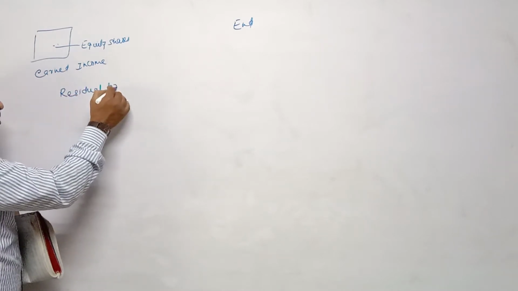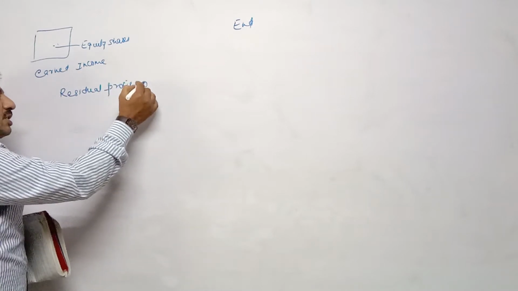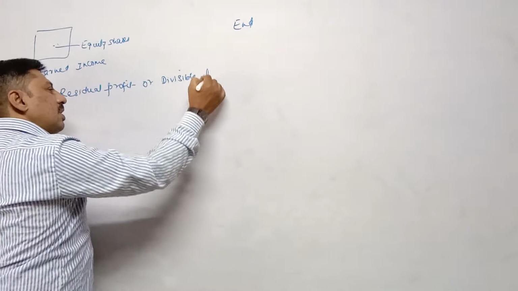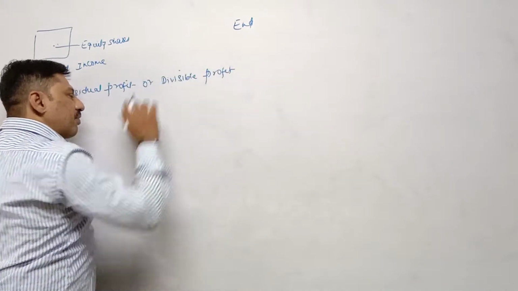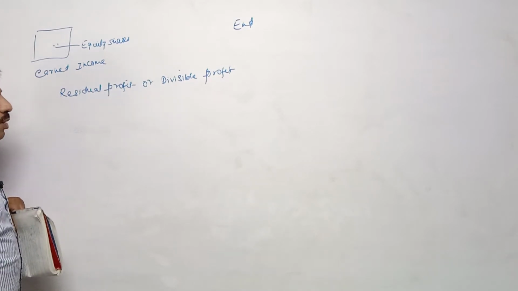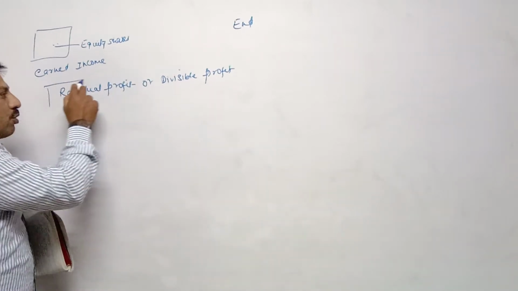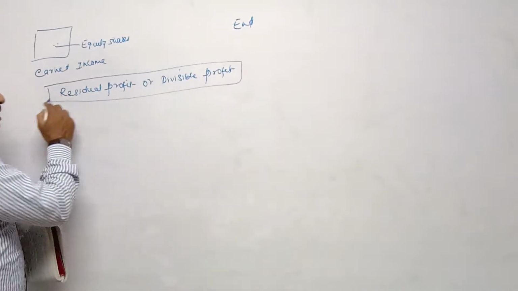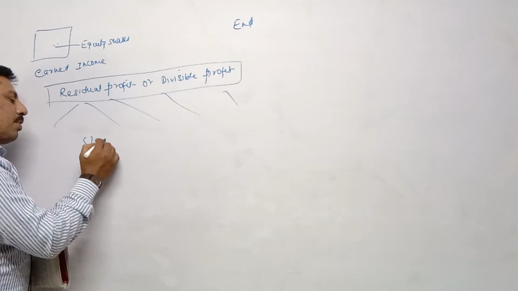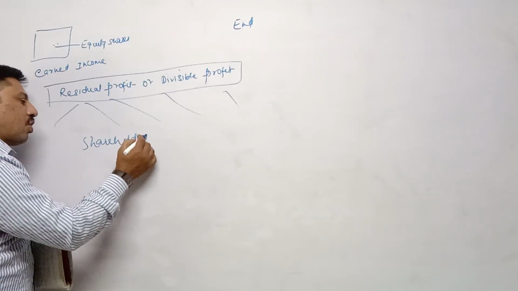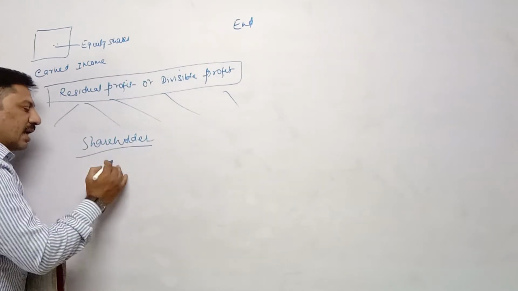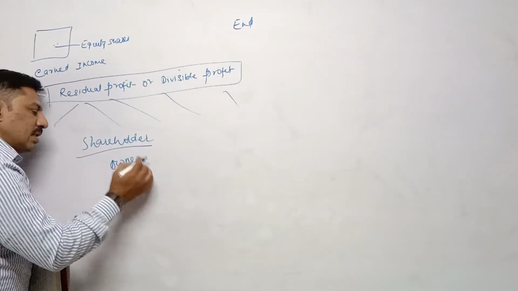Residual profit, or in simple language, divisible profit. After making all compulsory payments, whatever amount is left out of the profit is distributed among different shareholders, because the person who has purchased a share is called a shareholder. He has invested in the company. They are treated as owners of the company. They are just like owners.